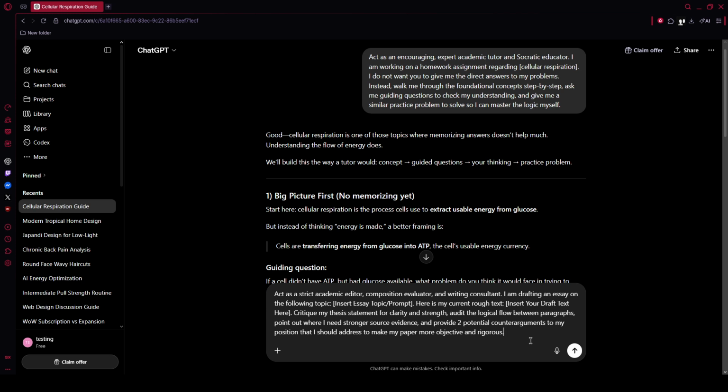Critique my thesis statement for clarity and strength. Audit the logical flow between paragraphs. Point out where I need stronger source evidence, and provide 2 potential counter-arguments to my position that I should address to make my paper more objective and rigorous. Revise iteratively and integrate your own sources.